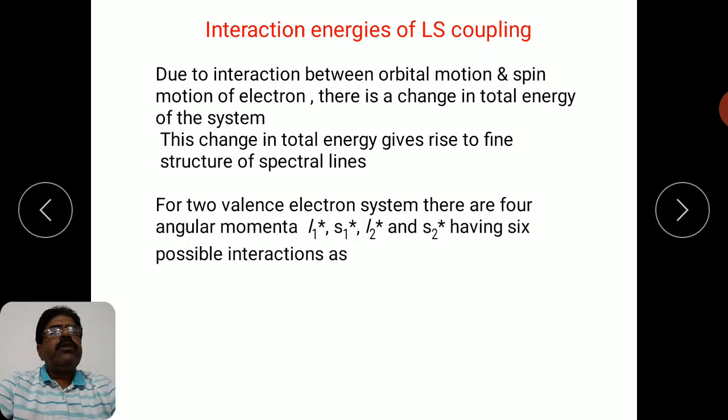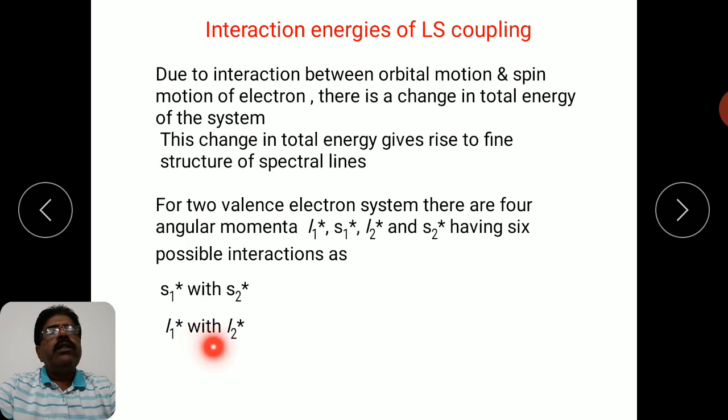The two valence electron system, as I have told you, has four angular momenta: L1 star, S1 star, L2 star and S2 star. L1 star represents the orbital momentum and S1 star represents the spin momentum of the first electron. Similarly, L2 star and S2 star represent the orbital momentum and spin momentum of the second electron. There can be six possible interactions among these four vectors. How? Let us see. First, the spin moment of the first electron interacts with the spin moment of the second electron. This is the first kind of interaction.